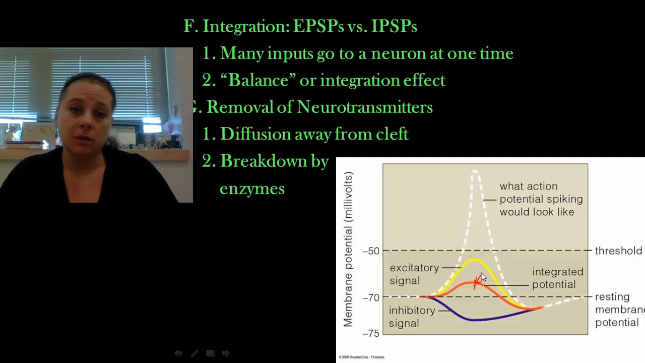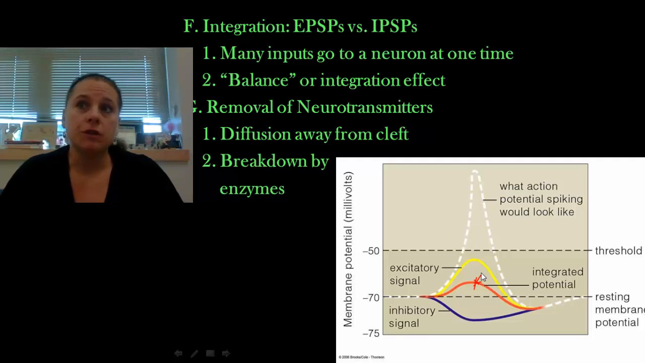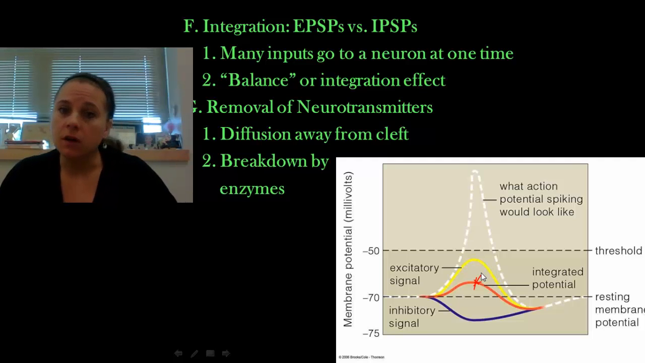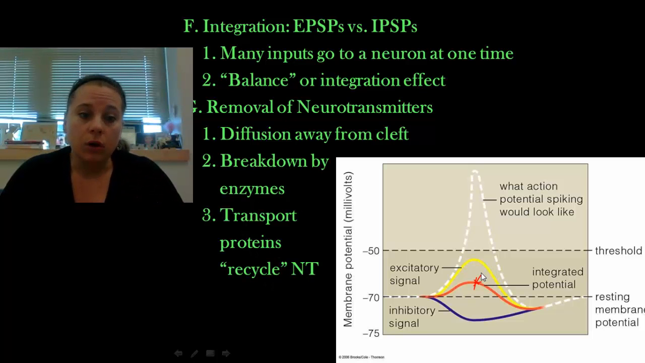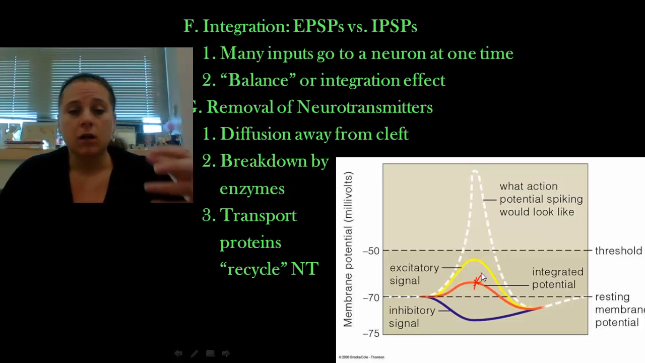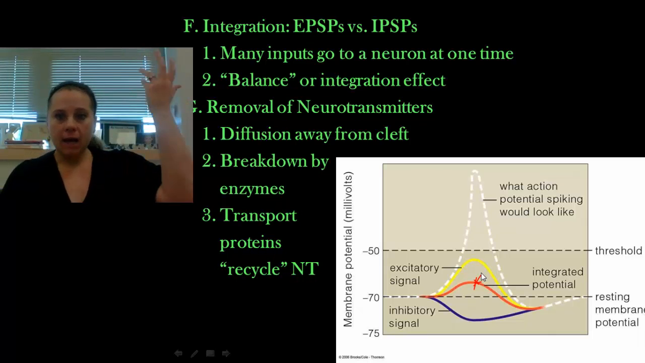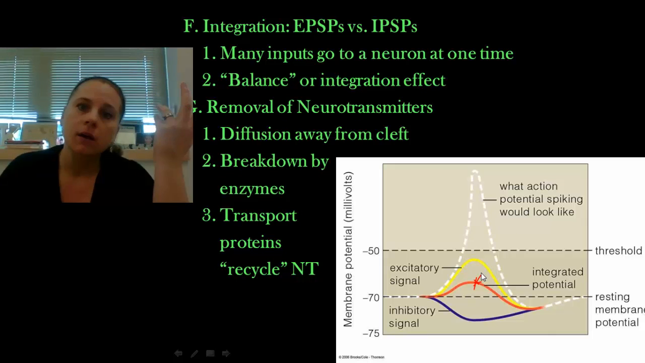It could also be broken down by enzymes. Many of our neurotransmitters are amino acid derivatives, so they're part of the amine group, and so we could break those down. Or transport proteins literally will take them and recycle them. So that would mean, for example, in the presynaptic neuron, you've got these proteins that literally grab that neurotransmitter and pull it back into that presynaptic neuron to be used again.